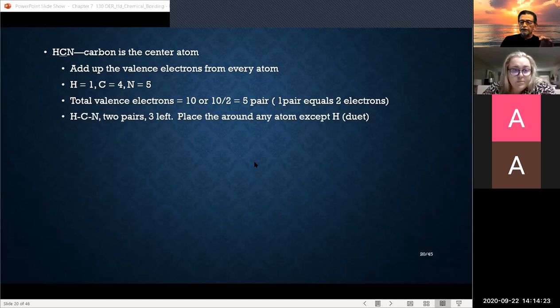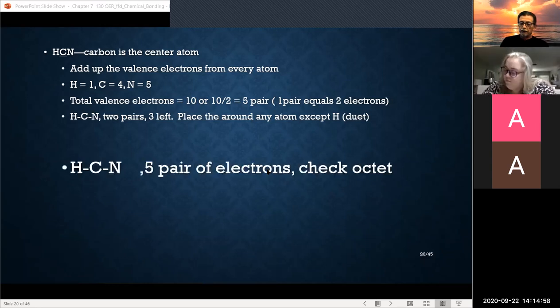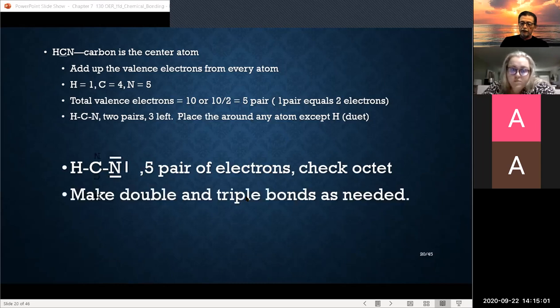Since carbon is the central atom, I can very quickly bond hydrogen and nitrogen to it. So I got hydrogen, hyphen, carbon, hyphen, nitrogen. That takes care of 2 pairs, so I got 3 pairs to work with now. I have to put them someplace. Obviously, I can't put them on the hydrogen because hydrogen is already full with a duet. So I can put them anywhere on the carbon and the nitrogen. Where you put them is totally up to you.